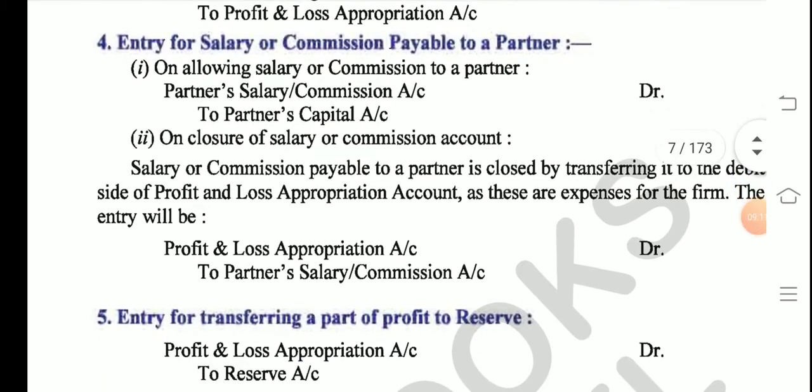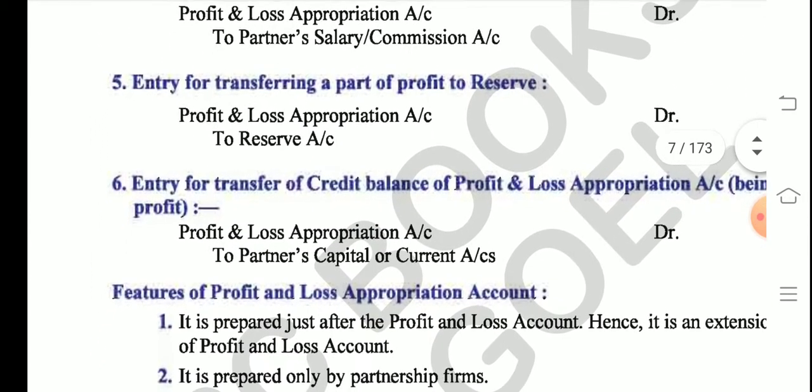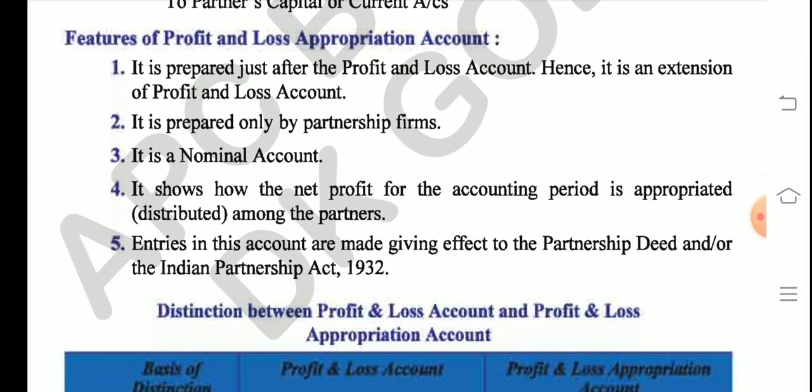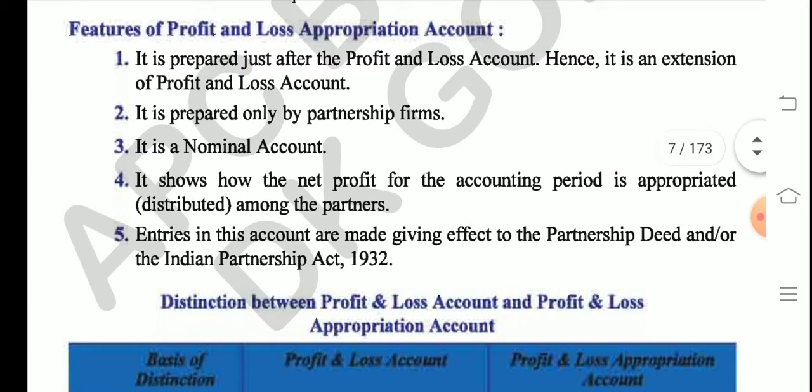So I move further. On the very next page, they continue with the journal entries. You can pass these journal entries with the help of the ledger. So now let's get back to the theory. Now there are certain features of the profit and loss appropriation account. Let me just read it for you. It is prepared after the profit and loss account. It is an extension of the profit and loss account. Why do we prepare it, students? We prepare it only to divide the profit among the partners. It is prepared only by partnership firms. This is very important.